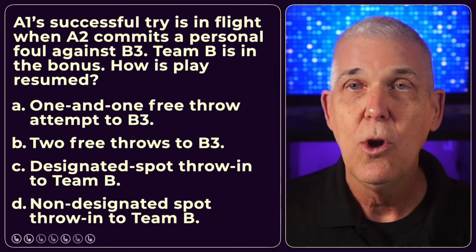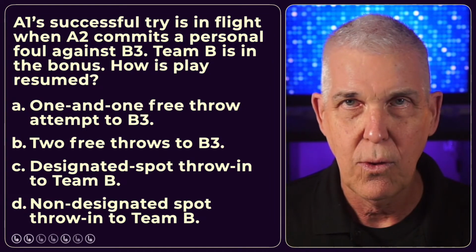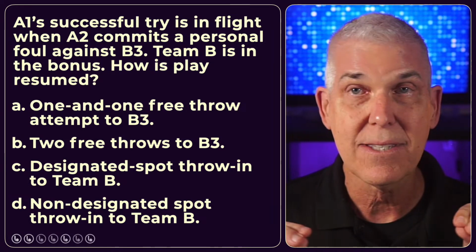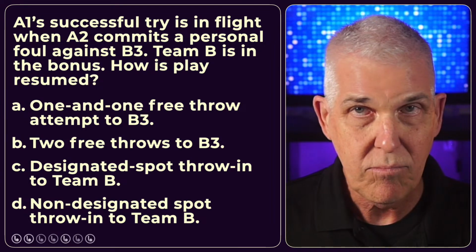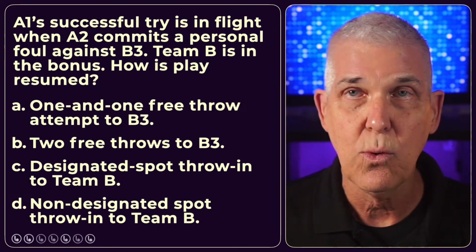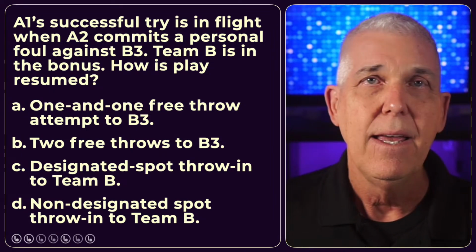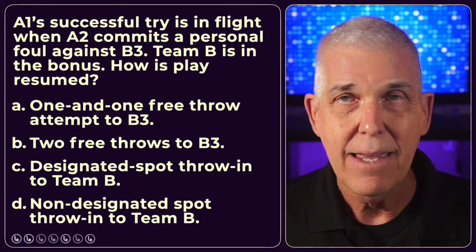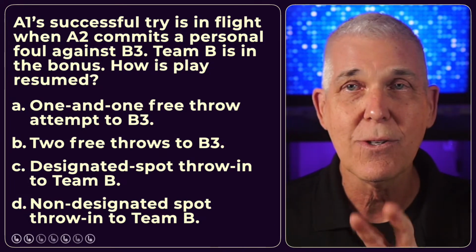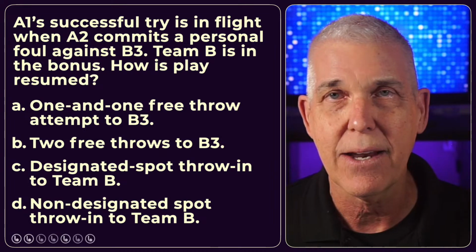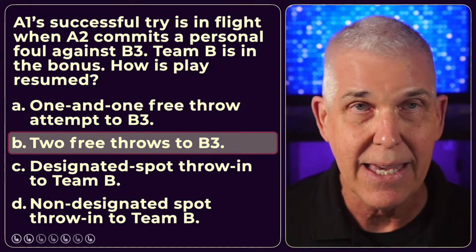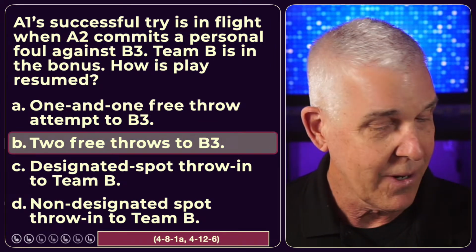Okay, so we have a situation where there is no team control when the foul is committed. The goal is scored, the ball goes through the basket, the ball does not become dead on the foul. The result of the try shall count. We are scoring the goal. We have a foul that is ruled and shall be penalized. A foul by A against B, when B is in the bonus, will result in bonus free throws. New for 2023, bonus free throws, 2 free throws to the offended player. And that's how we will resume the game here. So our correct answer here is B, 2 free throws to B3. Don't have to overthink this one.